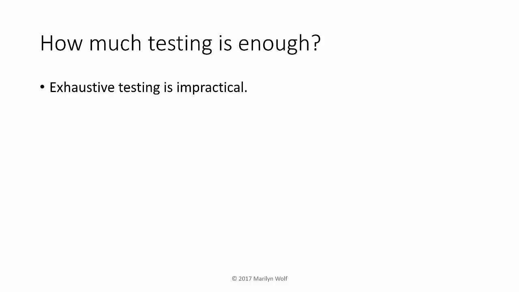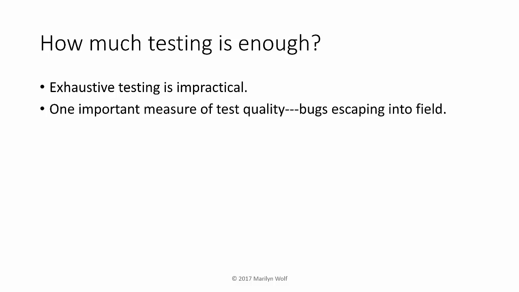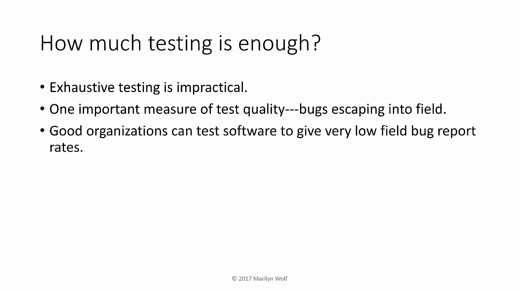How much testing is enough? Well, as we said before, exhaustive testing is impractical. So one important measure of test quality is the number of bugs escaping into the field. How do we know how many bugs made it out of the shop and into products? Well, we can use reports from customers, for example. So good organizations can keep track of the number of bugs they find during the software development process. That is another important piece of information in determining the quality of testing. So if you tell your boss you've only found 20 errors this week, and the boss says, based on the statistics for this kind of software development, you should have found 30 bugs in the week, then your boss may tell you to go back and try a little harder.